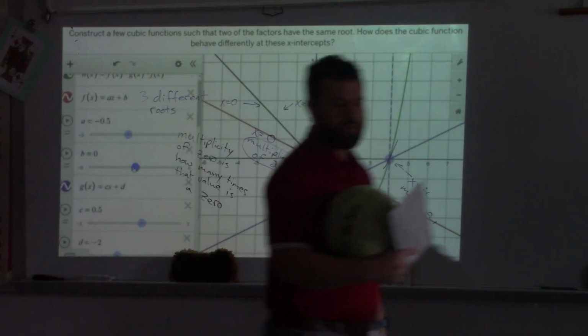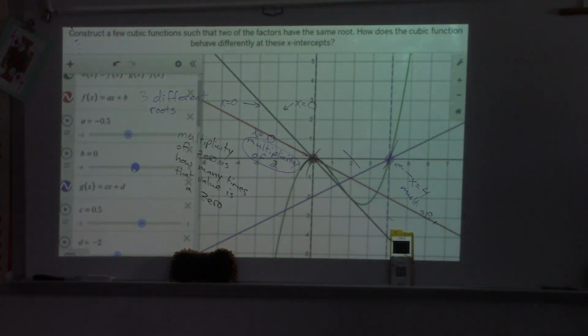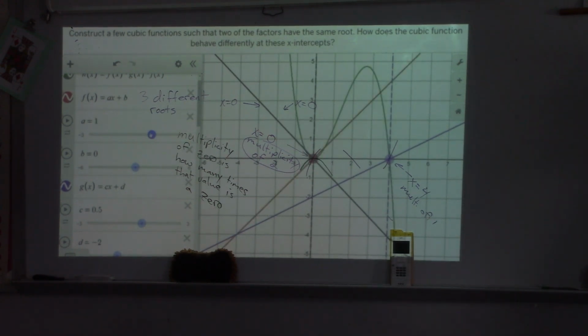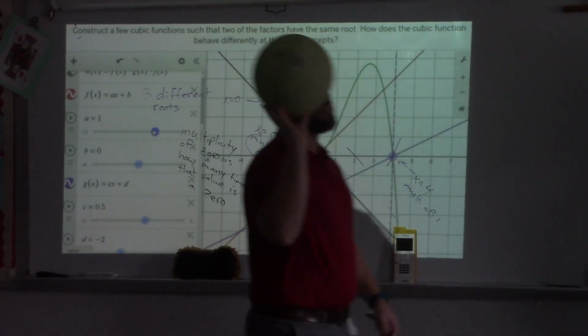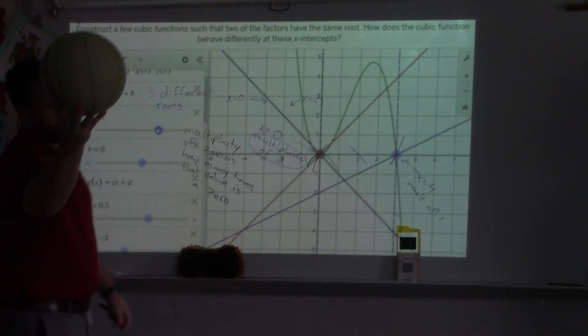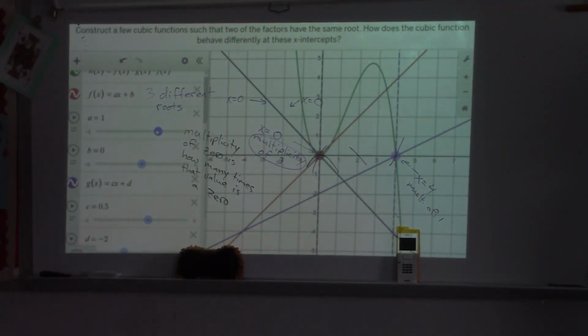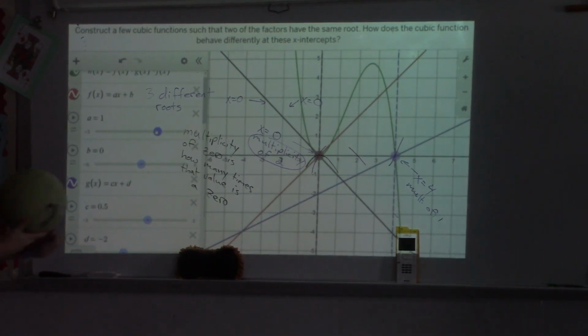Let's see if I can change the... Is that not what it's called? At the very top? It is called a maximum. You talk about the climax in your English classes. The climax is the pinnacle of the action in the story before the falling action and the denouement.